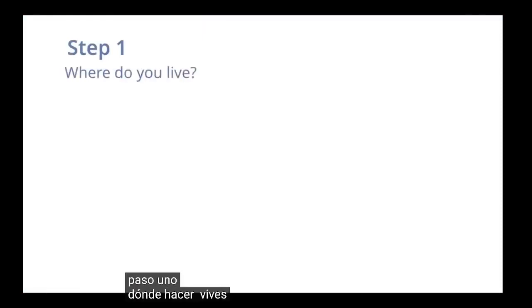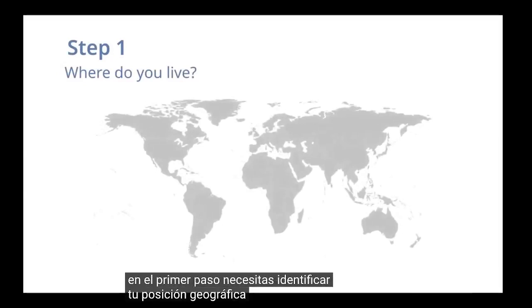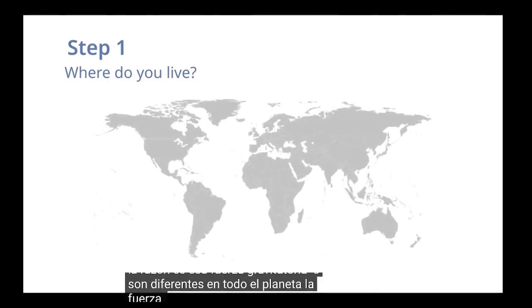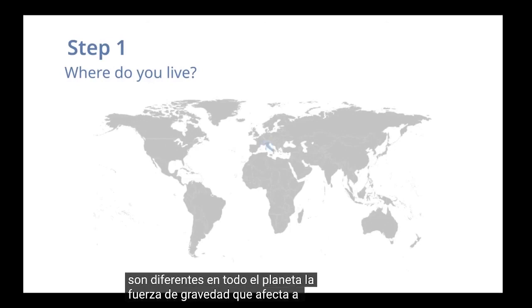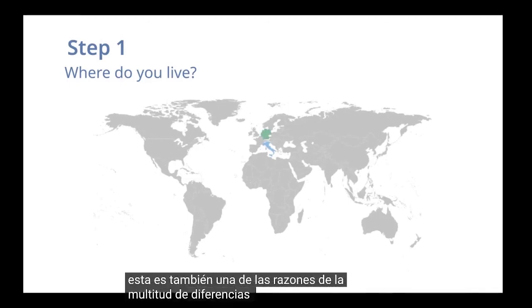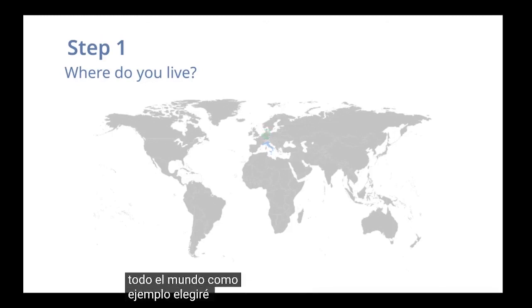Step 1. Where do you live? In the first step, you need to identify your geographical position. Why is that? The reason is that gravitational forces are different throughout the planet. The force of gravity that affects Italy is different from the one affecting Germany. This is also one of the reasons for the multitude of cultural differences all over the world. As an example, I will choose New York.